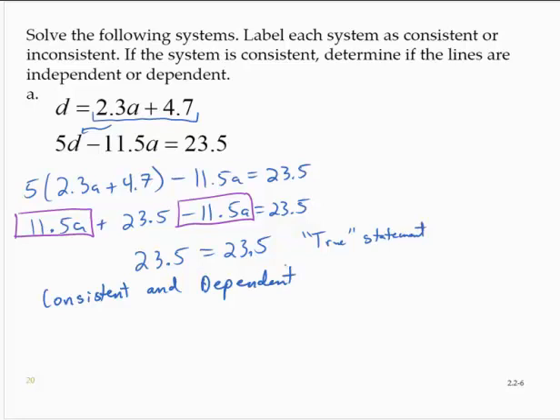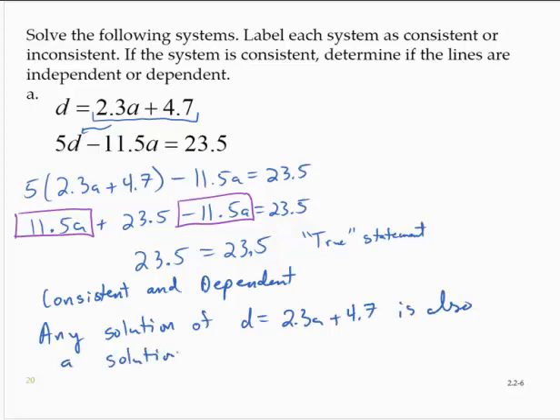This is the situation where if we graphed it, we would see the two lines, we would only see one line. These are basically the same line. So it's consistent and dependent. The solution to the system, we would say that any solution of d = 2.3a + 4.7 is also a solution of the system.